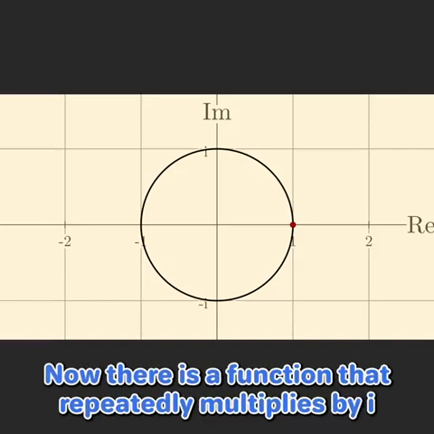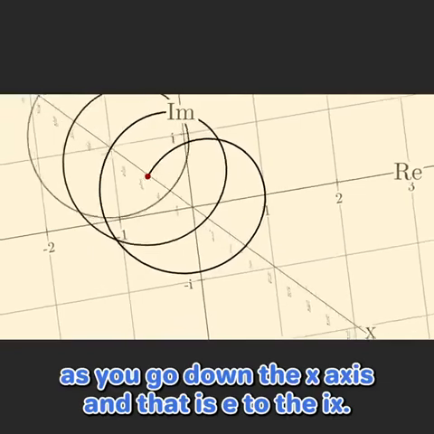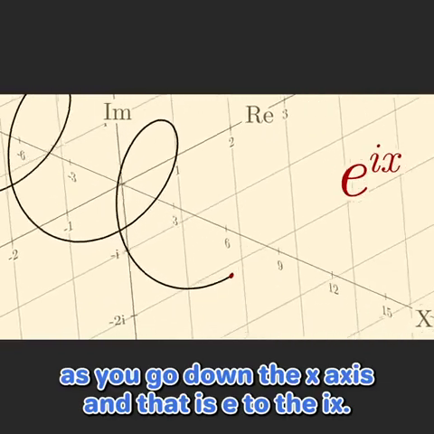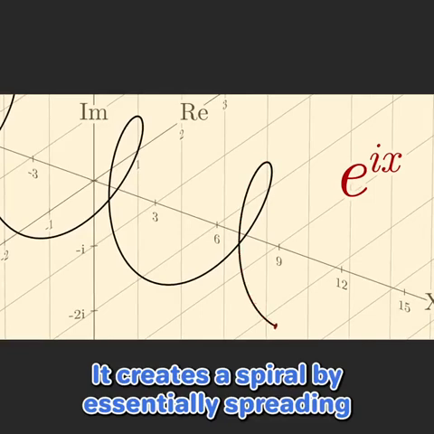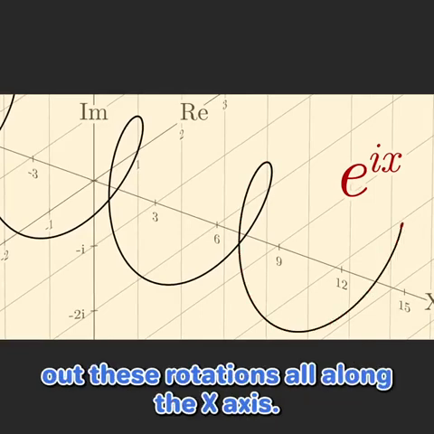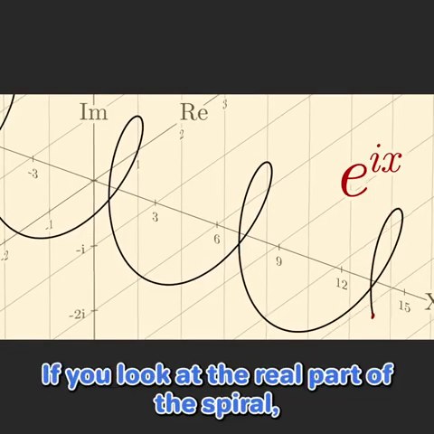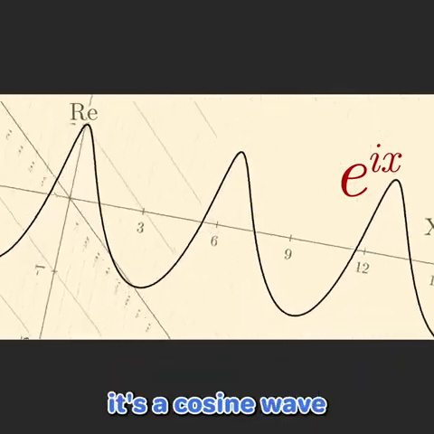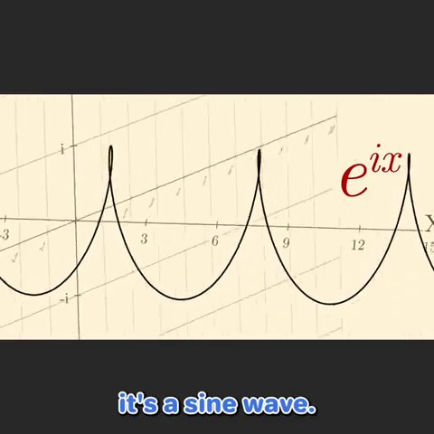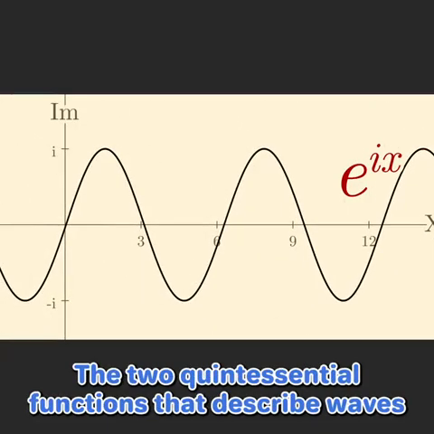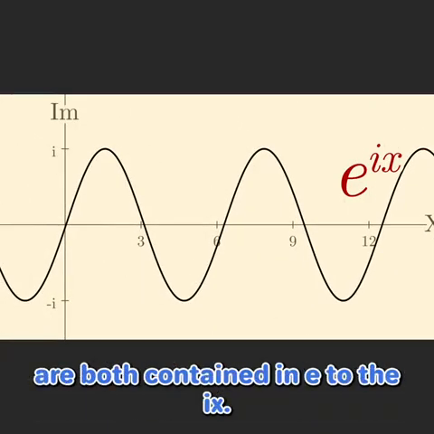Now, there is a function that repeatedly multiplies by i as you go down the x-axis, and that is e to the ix. It creates a spiral by essentially spreading out these rotations all along the x-axis. If you look at the real part of this spiral, it's a cosine wave. And if you look at the imaginary part, it's a sine wave. The two quintessential functions that describe waves are both contained in e to the ix.